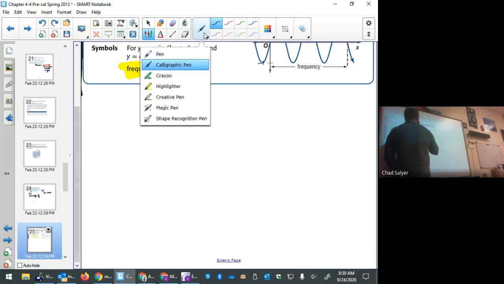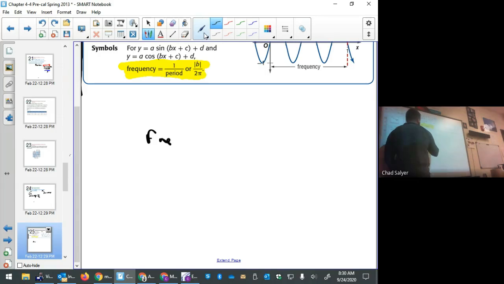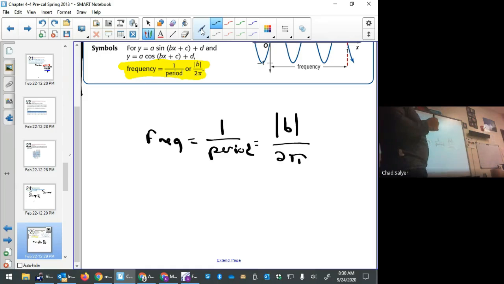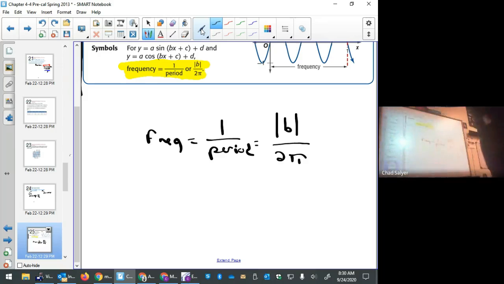And it is 1 divided by the period. So the frequency of any sinusoid is 1 over its period, which is the absolute value of b over 2 pi in the case of a sine or a cosine. Because for a tangent, we would not be using 2 pi, but we'll worry about that next lesson, Monday.